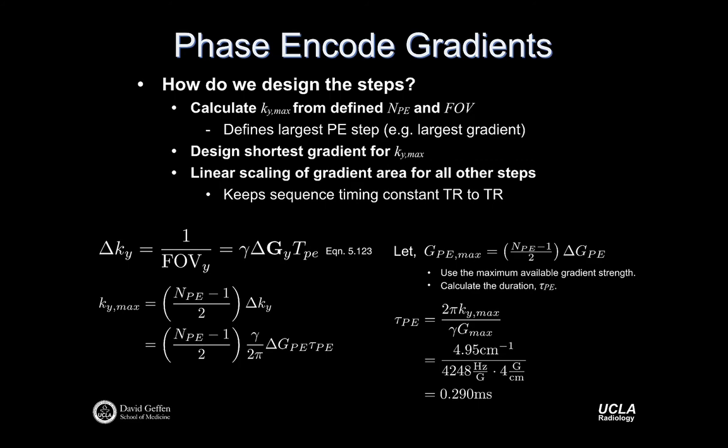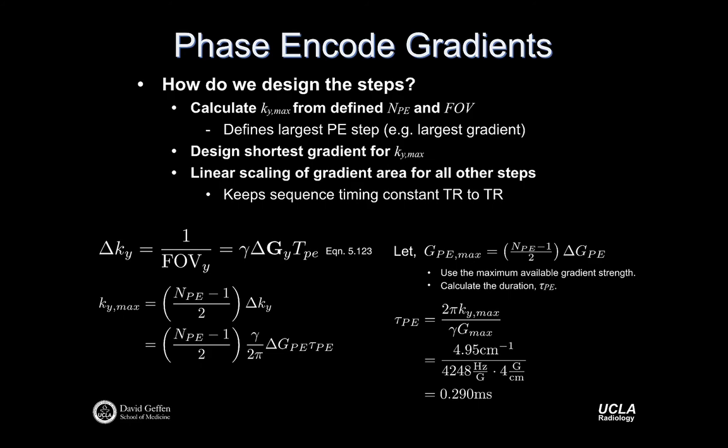Algebraically, we know it's related to ky max. The farther I have to go out in ky, probably the longer my duration is going to be, especially given a particular gradient strength. If I have stronger and stronger gradients, then I can have shorter and shorter durations of phase encoding.